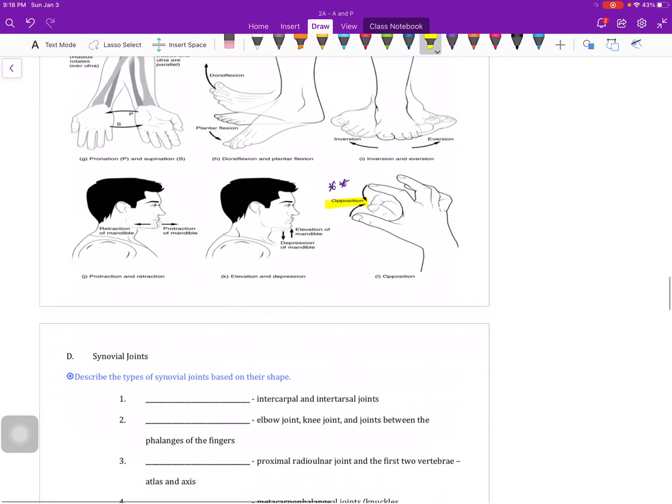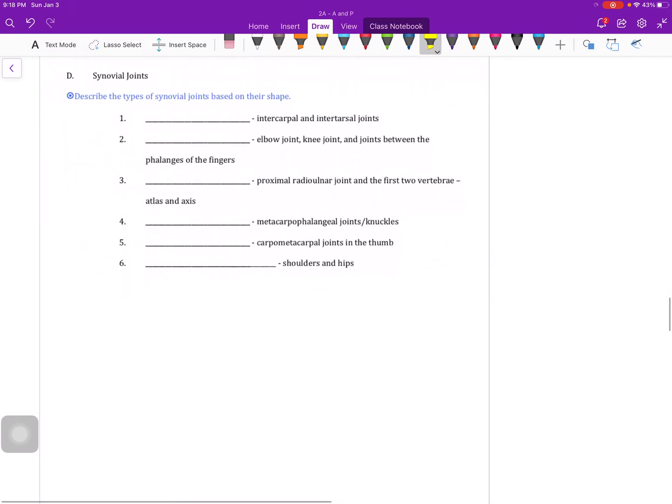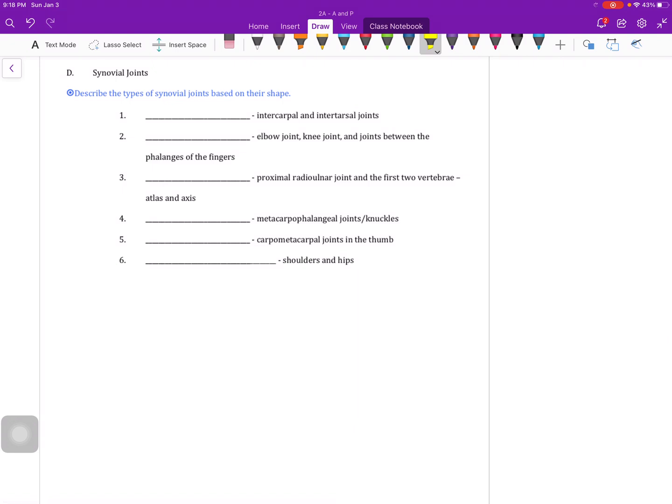All right, so let's talk about synovial joints. We're going to talk about the different types of synovial joints, based upon their shape. Okay, the first one of these guys is going to be a plane joint, as in planes and sections. An example of this would be intercarpal and intertarsal joints.